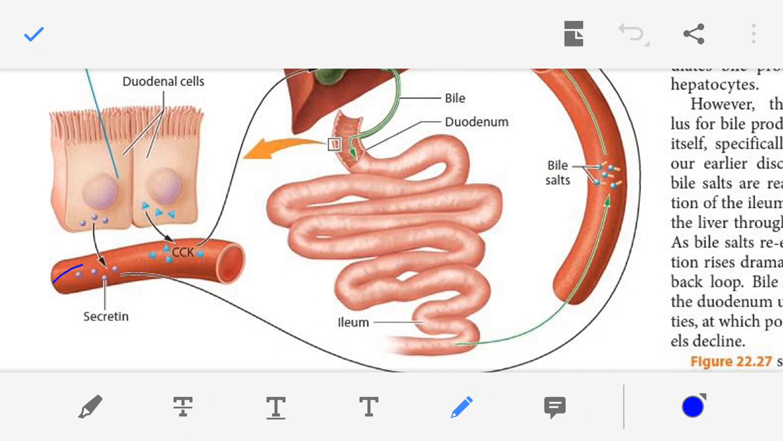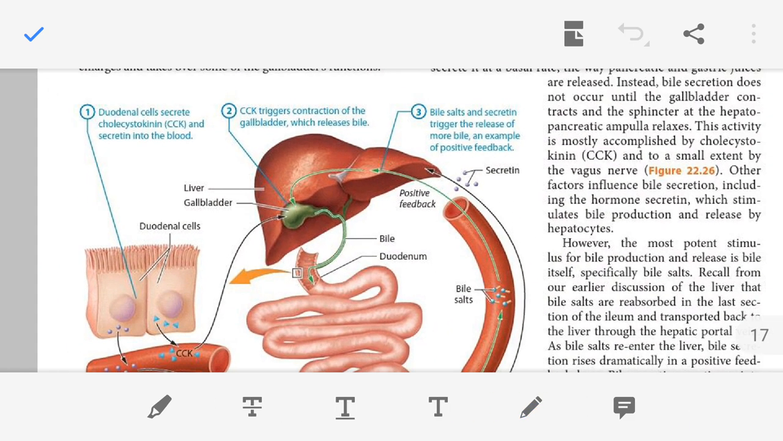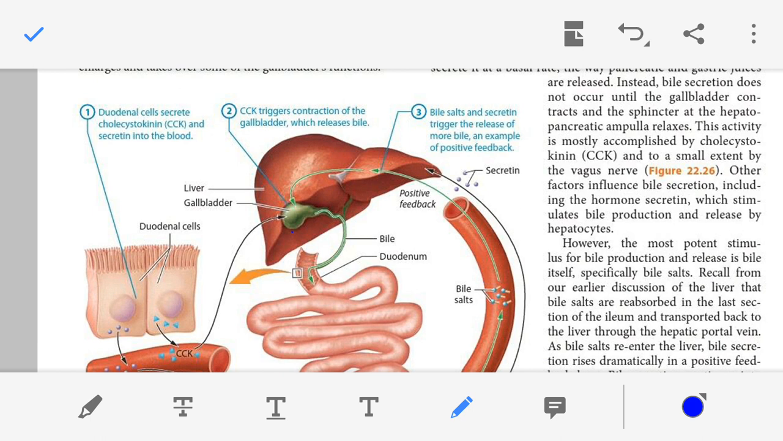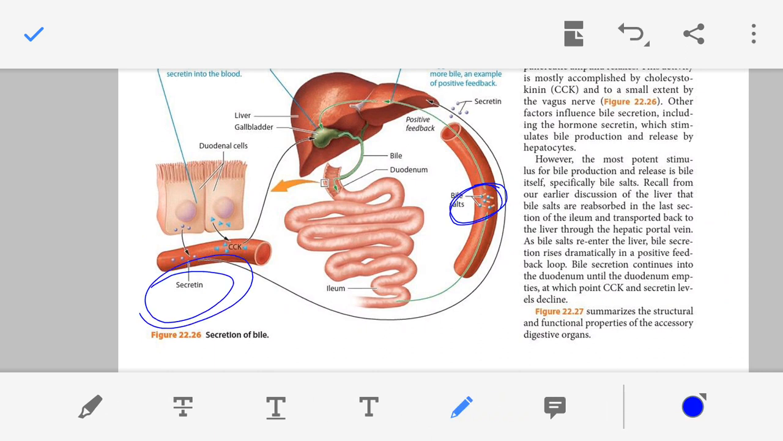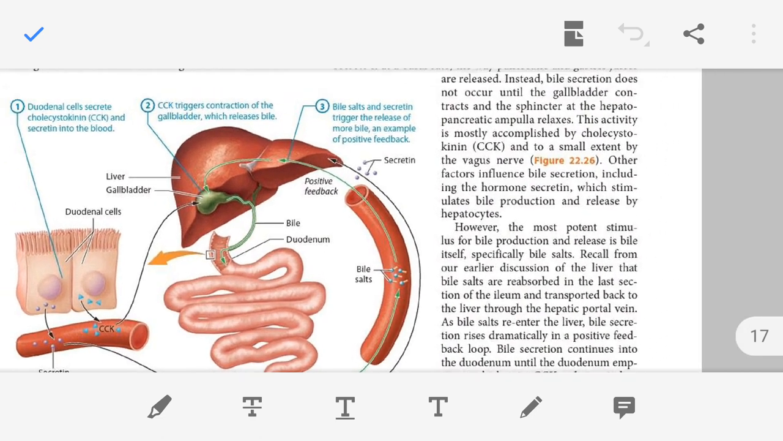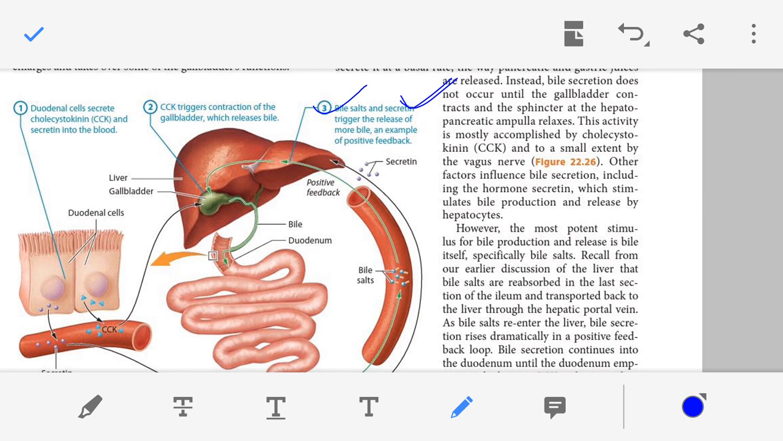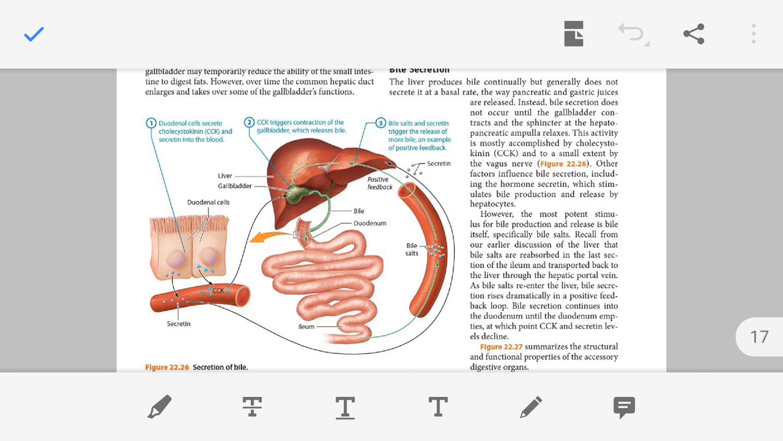Then what is this secretin doing? From the gallbladder, bile was released, and in the bile there is bile salt. So now in the blood vessel there are two things: bile salt is there and the secretin is there. So these two factors combined, the bile salt as well as the secretin, produce a positive feedback mechanism on the gallbladder. So due to this positive feedback of secretin and bile salt, the gallbladder releases more and more bile.